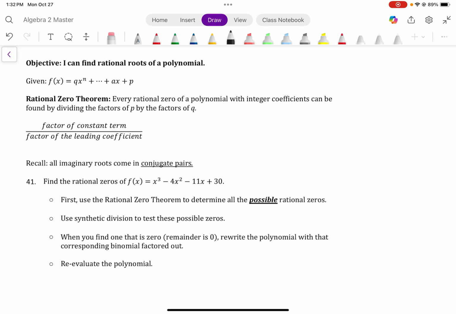It also says recall all imaginary roots come in pairs. If you are given a conjugate, or if you are given an imaginary number, a complex number, you can use that to find the other one to then get to hopefully rational things at the end of that. So it's kind of a longer step process, but it's going to be relatively straightforward once you get into it. It's just going to feel like you're doing a bunch of meaningless work in the meantime.